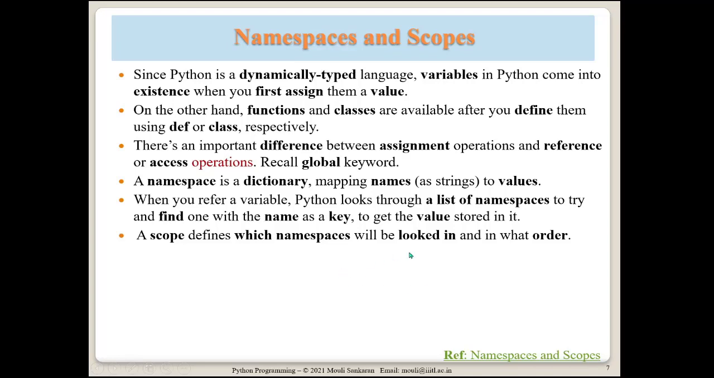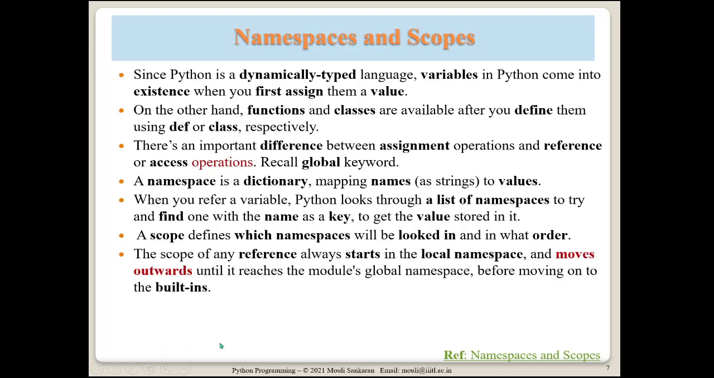A scope says which namespaces will be looked in and in what order. We will look at different namespaces shortly. So the scope of any reference always starts in the local namespace. Reference means accessing it. It always starts at the local namespace and moves outwards until it reaches the module's global namespace.